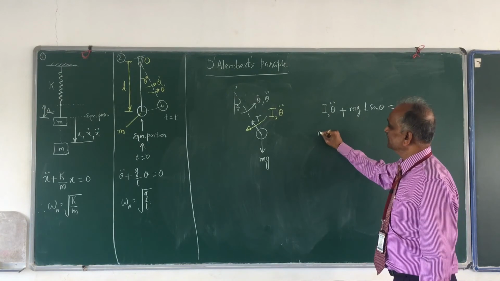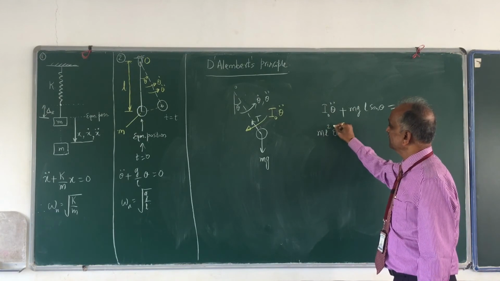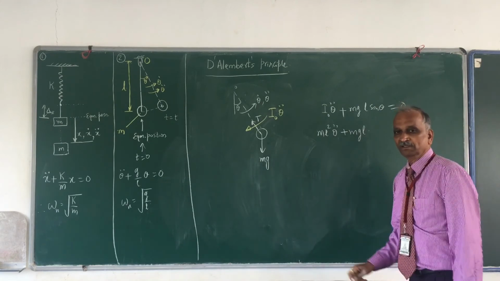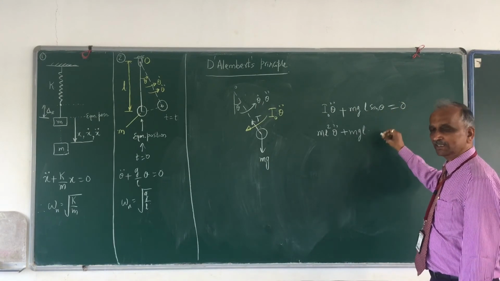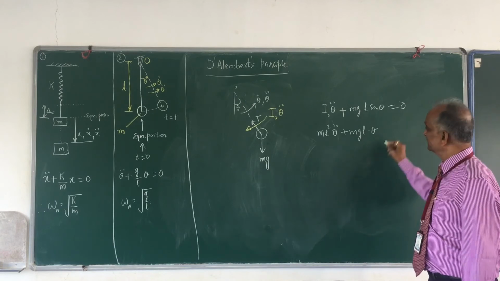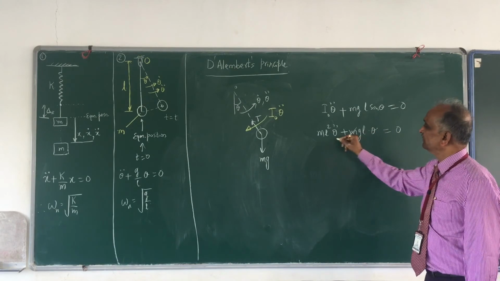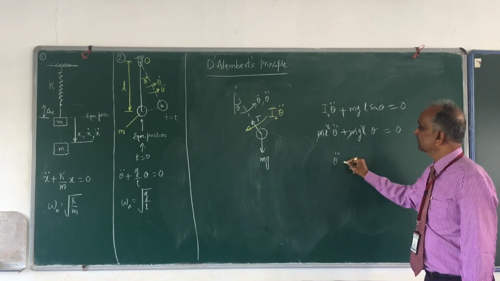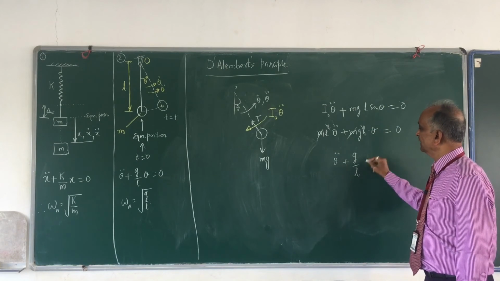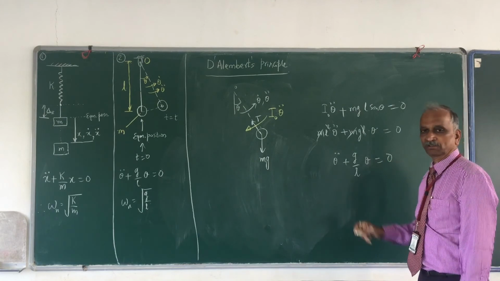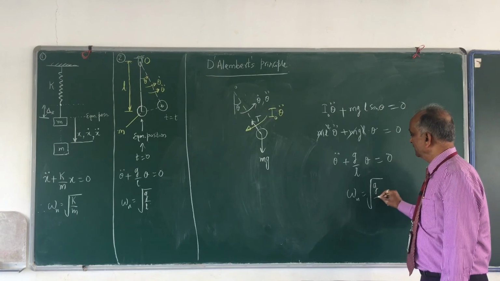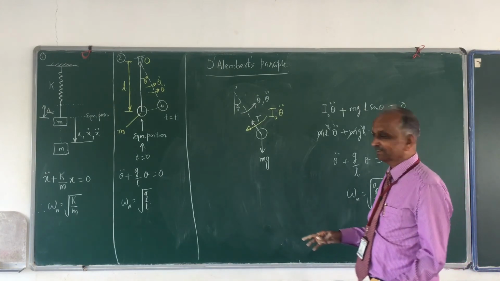I-O is nothing but ml square theta double dot plus mg L. For small theta, sin theta becomes theta. This is equal to 0. So simplify that, and you will have theta double dot plus g by L into theta equal to 0. Therefore, omega n is equal to root of g by L. The same thing.